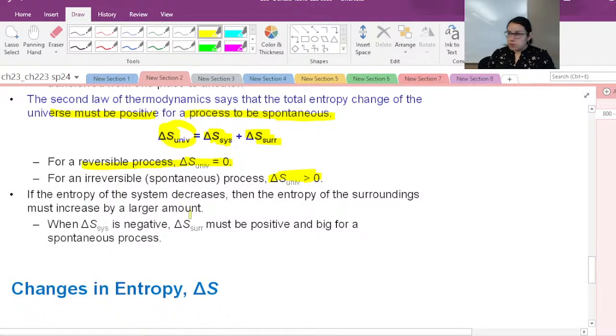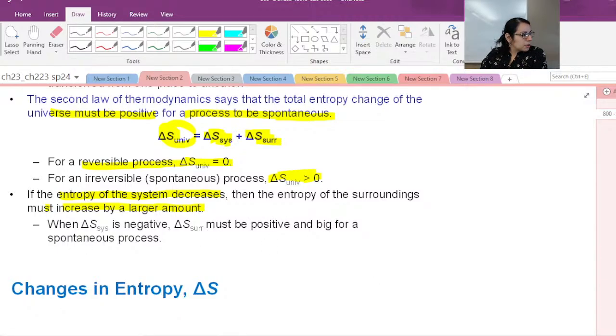And so, right, we kind of have to balance this out. So we can't have, again, a 0 or negative change in entropy overall. So if the entropy of our system decreases, we basically have to pay that price somewhere else. So the entropy of our surroundings must increase by a larger amount. And so again, when our system entropy is negative, then our surroundings must be positive and big for a spontaneous process.